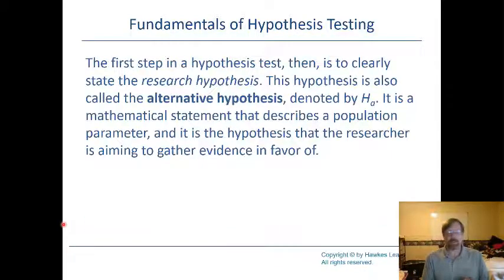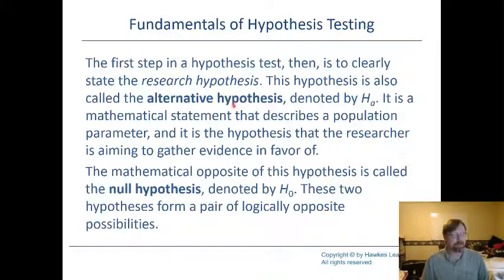All right, so the first step in hypothesis testing is to state the research hypothesis. This is our idea of how things should be. This is also called the alternative hypothesis, and it is denoted by H sub A. As it says here, it's the hypothesis that we are aiming to gather evidence in favor of. The other hypothesis then is the null hypothesis, which is H sub 0. It is the logical opposite of the alternative or research hypothesis.